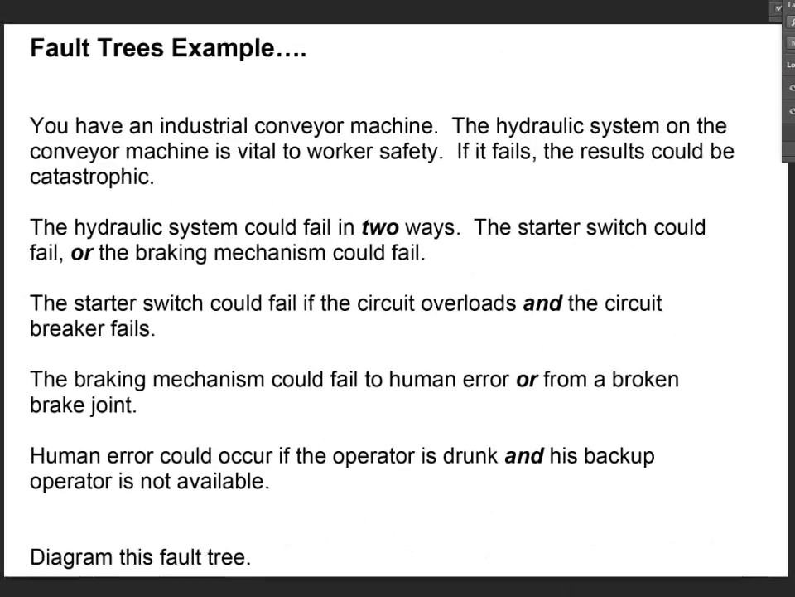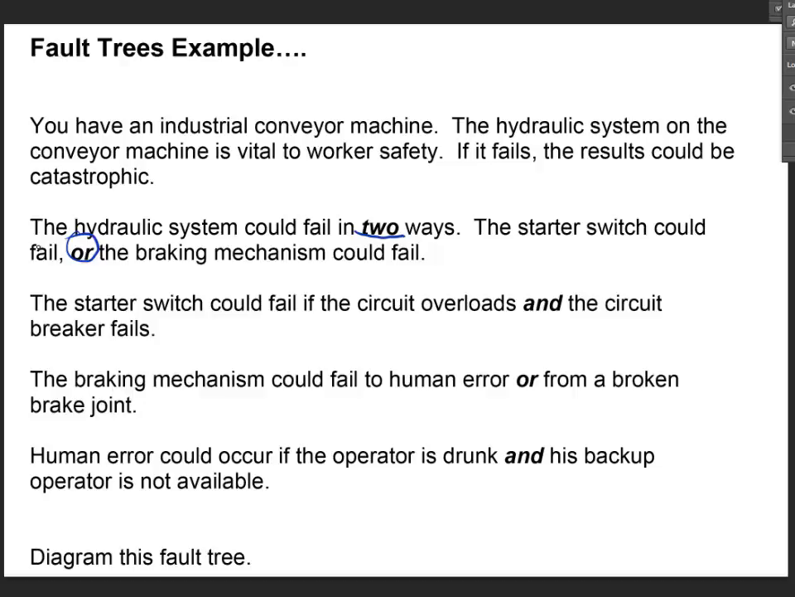All right, here is our setup. You have an industrial conveyor machine. The hydraulic system on the conveyor machine is vital to worker safety. If it fails, and that means the whole conveyor machine, the results could be catastrophic. So, this is the description of how it might fail. The hydraulic system could fail in two ways. The starter switch could fail, or the braking mechanism could fail. So here we have two separate ways that it could fail. They're not tied together. One is the starter switch could fail, and the other is the braking mechanism could fail.